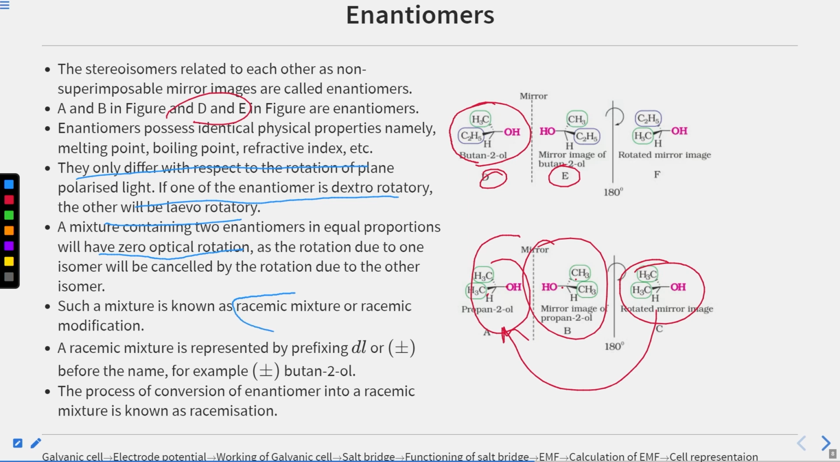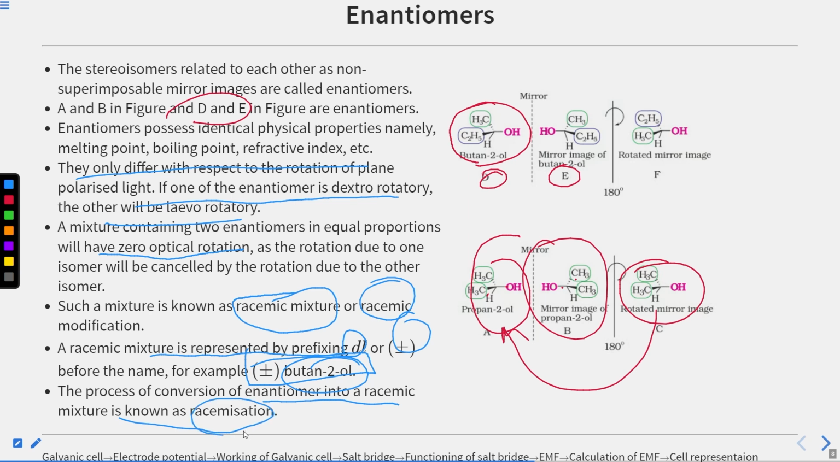Now, a mixture in which the enantiomers are present in the same concentration is called a racemic mixture or racemic modification. A racemic mixture is represented by DL or plus-minus. If plus-minus is written in front of a molecule, assume that the compound is present in a racemic amount. For example, butane written like this has both enantiomers.